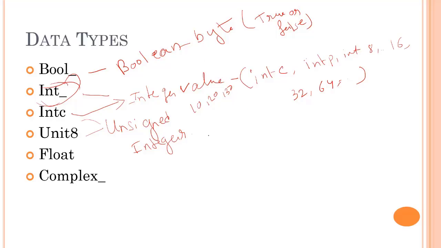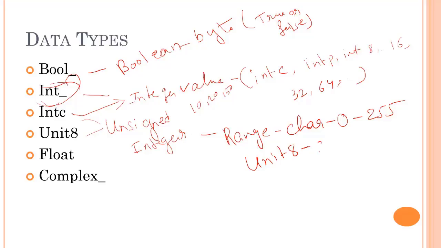If you remember, that range is the same as a character range. Whenever we use a character data type, the range is 0 to 255. When we use an unsigned integer, that is uint8, it will be stored from 0 to 255. But when it comes to uint16, it has a variation. It starts from 0 to 65535, and it continues till 64, and the range will vary.